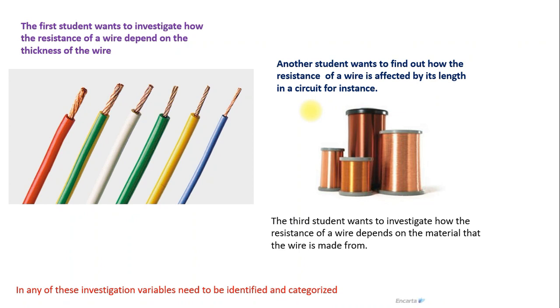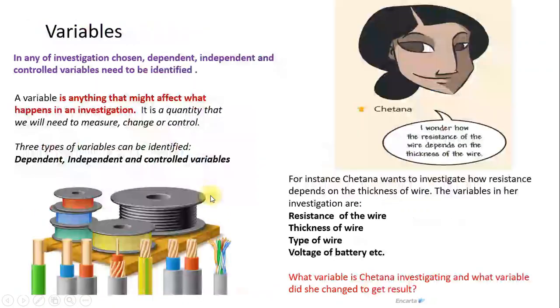In all this investigation, variables need to be identified and categorized, okay? In any of the investigation chosen, we need to identify the dependent, independent, and controlled variable. Okay? A variable is anything that might affect what happens in an investigation. It is a quantity that we need to measure, that we need to change, or to even control. 3 types of variable can be identified in any investigation: the dependent variable, the independent, and the controlled variable.